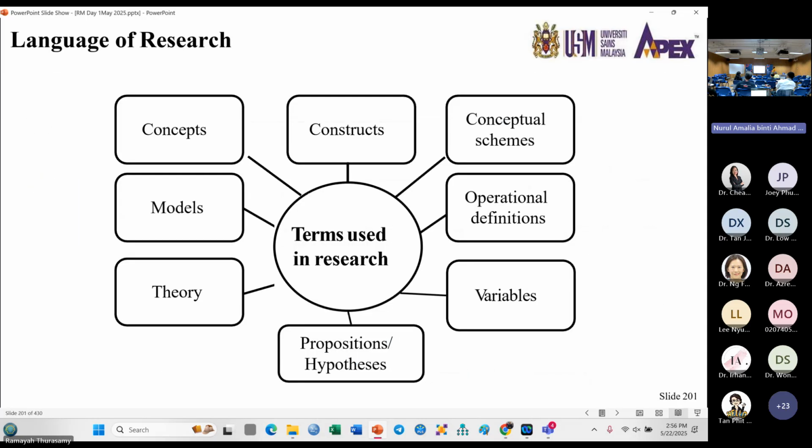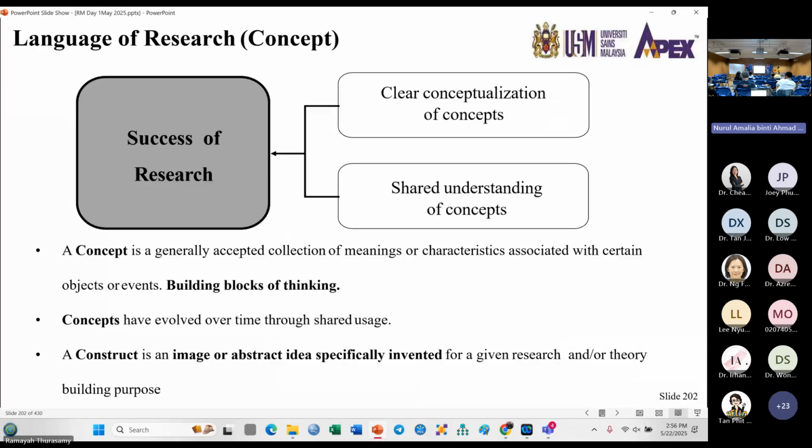Okay. So for the language of research, we have this term called construct. Just now they were asking here. Okay. Based on your understanding, which one is more abstract, construct or concept? Okay, constructs are more abstract. Concepts become more concrete. Variable is the most concrete.